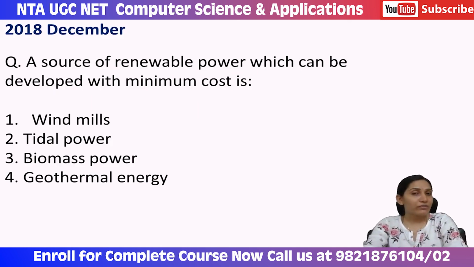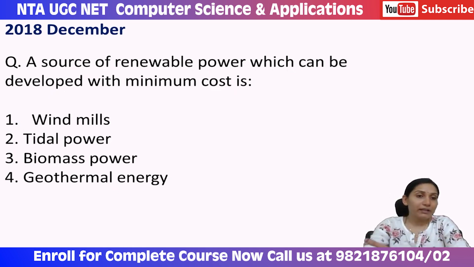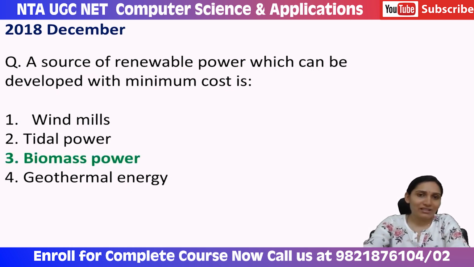Okay. Next, a source of renewable power which can be developed with a minimum cost. So among these four, all of them are renewable energy sources. Which one will be the cheapest? Windmills, tidal power, biomass, geothermal. Let's see. Answer is 3, biomass. This is the cheapest form of renewable energy from all these.